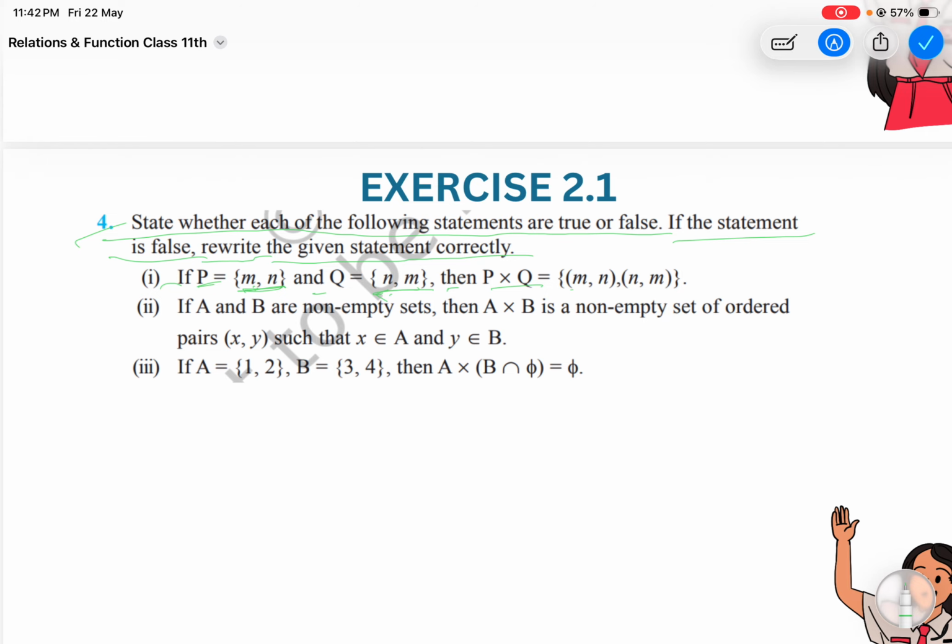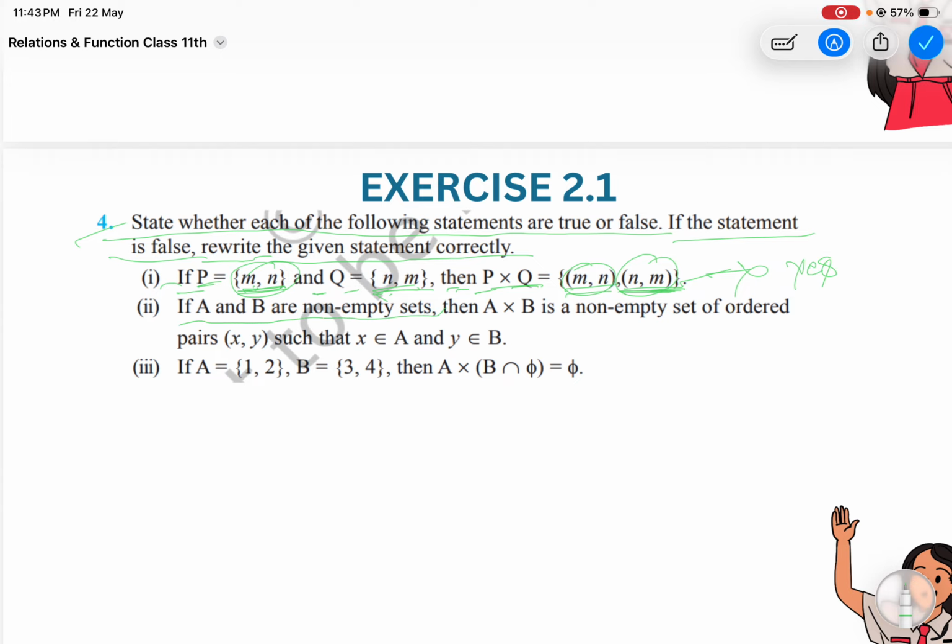So I think you have thought of this maybe. Is this statement correct or not? If P equal to {m, n} and Q equal to {n, m}, then P into Q equal to {m, n} into {n, m}, right? We take P and then Q, and then we do the multiplication, so then we get all the ordered pairs. So this is correct, right?